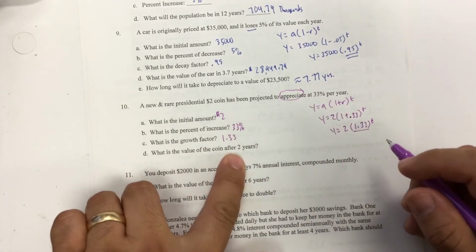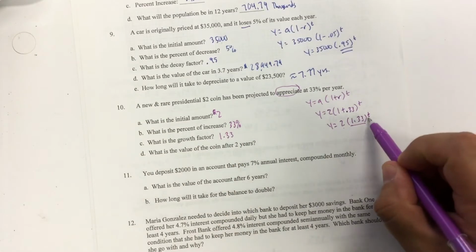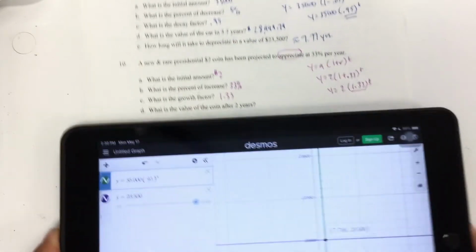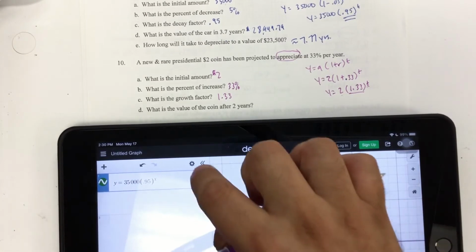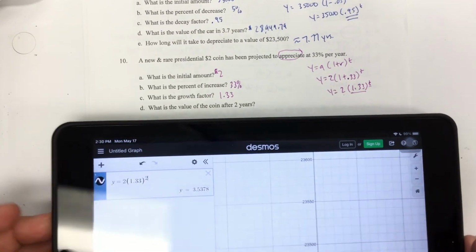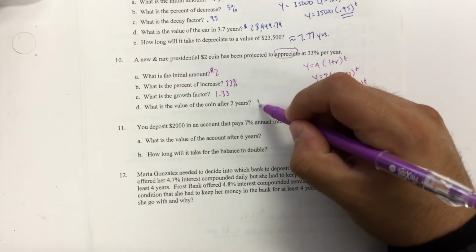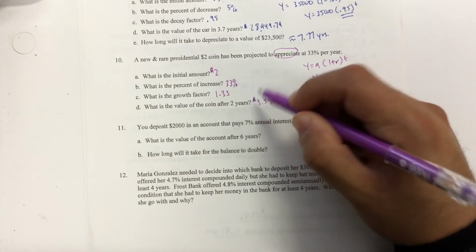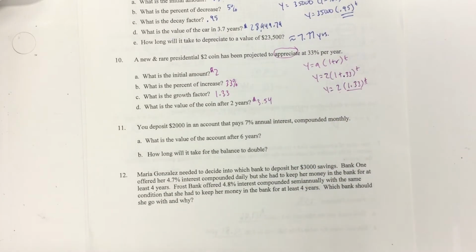And then what is the value of the coin after 2 years? So we're just going to change this t to the number 2. So let's go and do that real quick. So y equals 2 times 1.33 raised to the 2 years. And we see 3.537, so $3.54. All right, so that's how much it appreciates to. That's the value in 2 years.